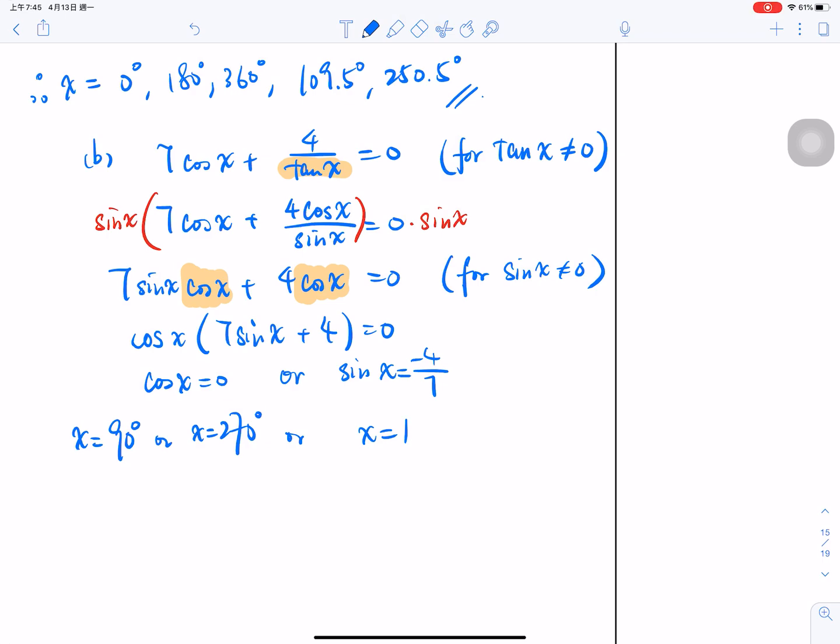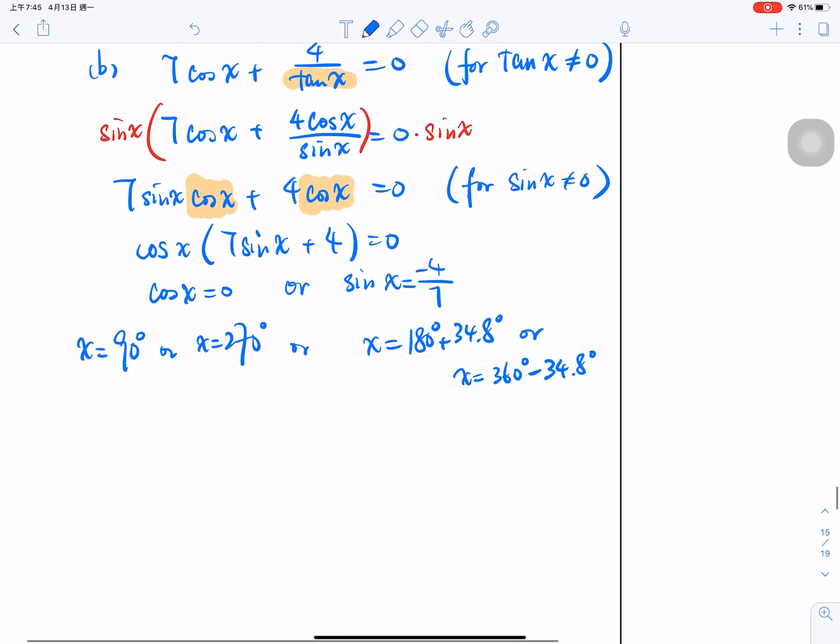So by using your calculator, in quadrants 3 and 4, this one is 180 degrees plus 34.8 or 360 minus 34.8, correct. So as a result, x equals 90 degrees or 270 or 214.8 degrees or 325.2 degrees.